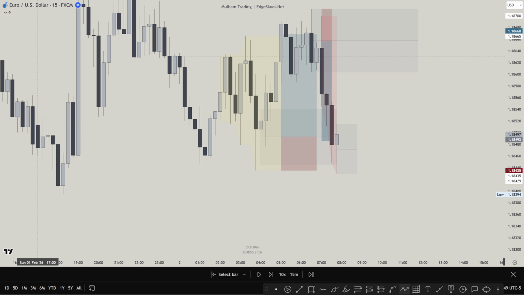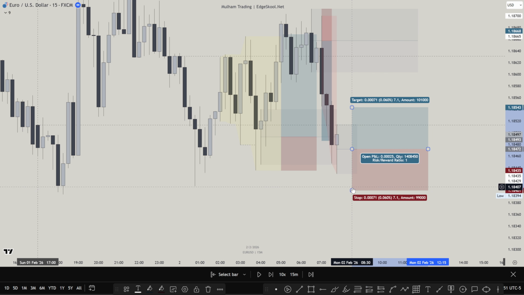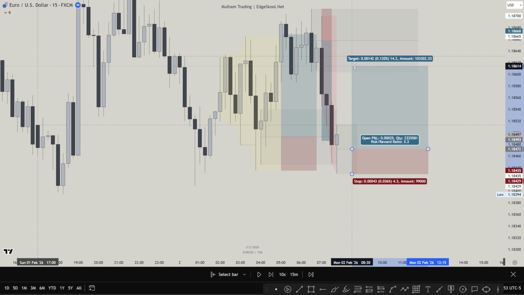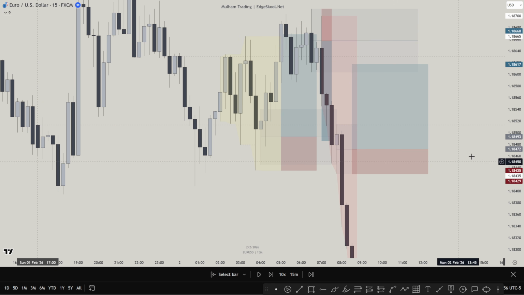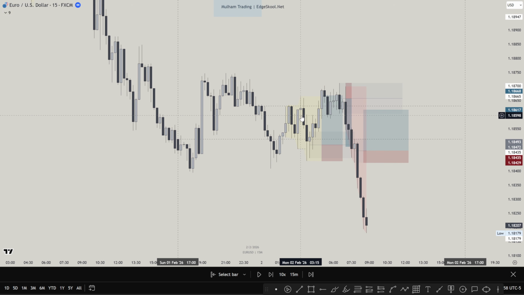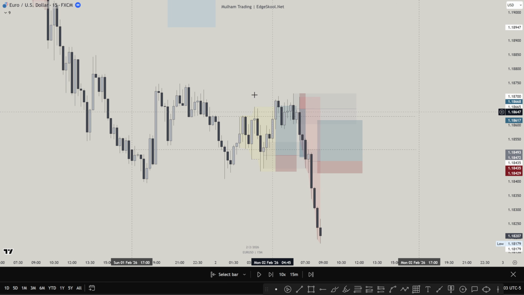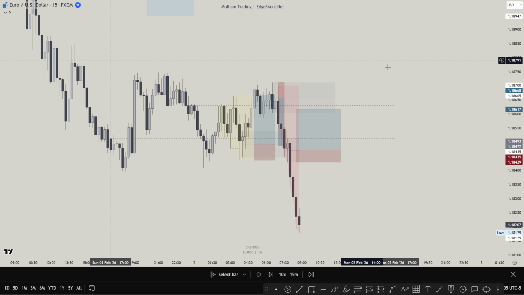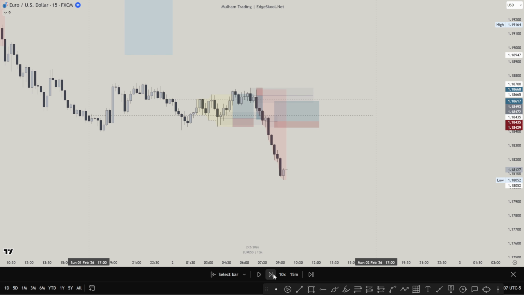I'll be looking to enter here at the 50% of the confirmation candle, and then targeting 3 to 1. Let's see. Okay, so this was a loser. So for the day, you've gotten 3 to 1 and 3 to 1. That is 6R minus 1. That is 5R for the day.